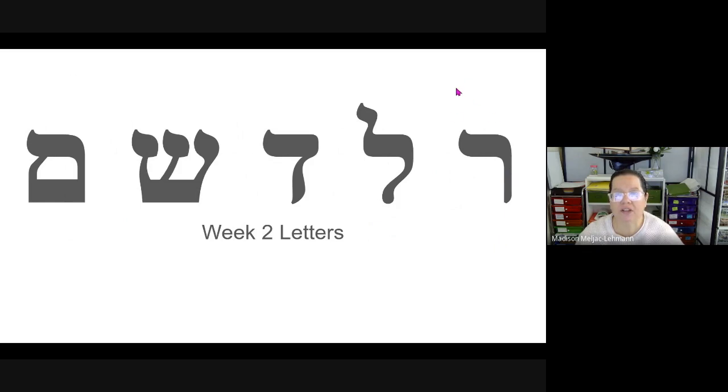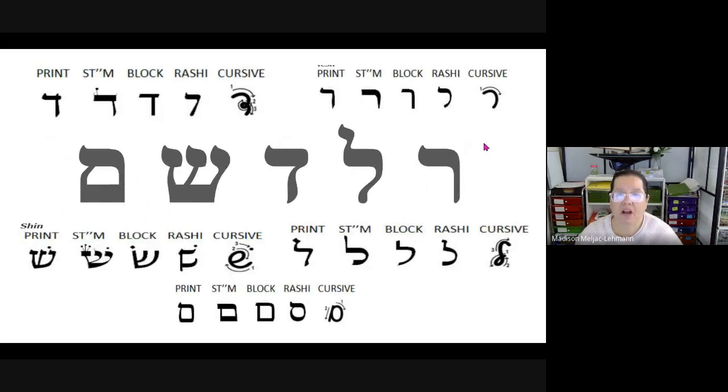Okay, week 2 letters. Today's letters are Resh, Lamed, Dalet, Shin, and final mem. Again, I wanted you to take a look at all the different ways to write that we have so that you know the scripts, and that you remember that Hebrew has no capitals or lower cases. What we're really talking about is just different scripts sometimes, which is confusing.